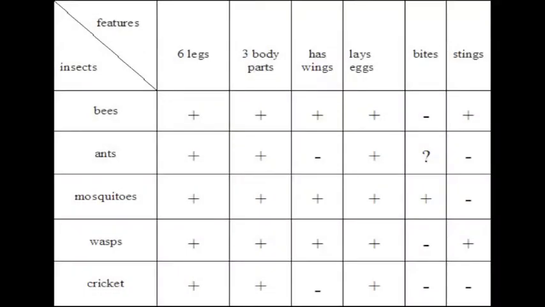An example of this can be seen through this science semantic feature analysis. In this grid, various kinds of insects are on the vertical axis, and characteristics of the insects are on the horizontal axis. If a student was reading this grid, they could specifically conclude that a wasp has 6 legs, 3 body parts, they do have wings, they do lay eggs, they do not bite, but they do sting. The student could conclude additional information for the various other insects listed on the grid as well.